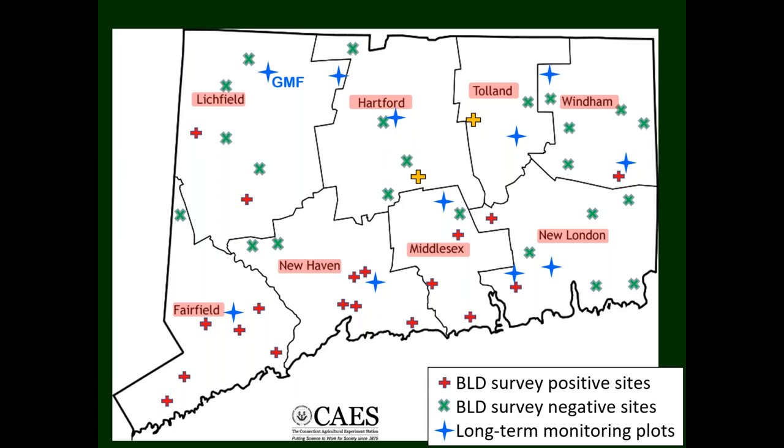And what we found in Connecticut here, what you're seeing is the red pluses are indicating where we found beech leaf disease that year in 2020. And you can see, other than a couple of spots in Litchfield County, and one little spot right on the border of Windham County, most of these occurrences we found were along the shoreline, or about 15 to 20 miles in. The blue crosses or pluses are where we have our long-term monitoring plots. You can see we have them distributed fairly evenly around the state. And then green indicates every place where we looked but couldn't find it.